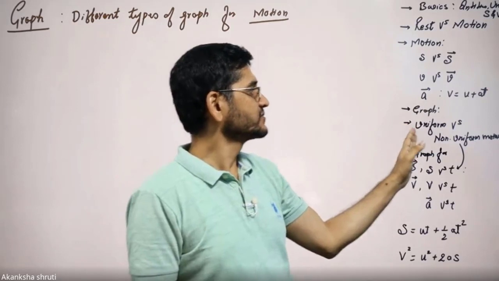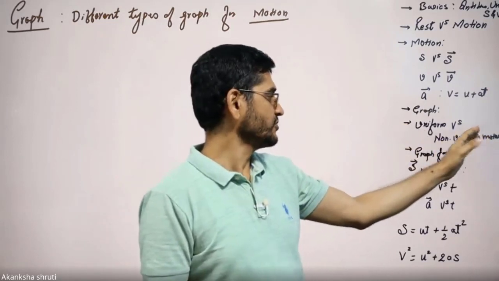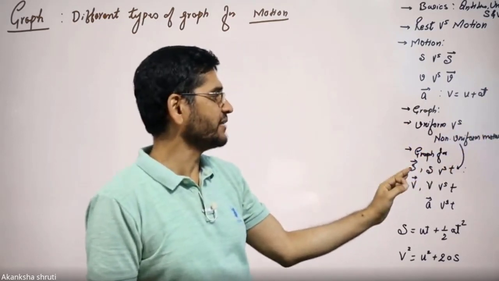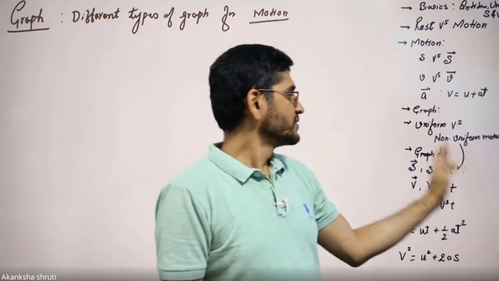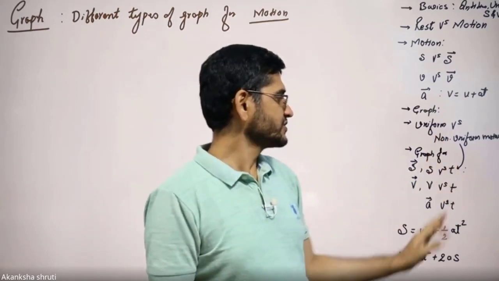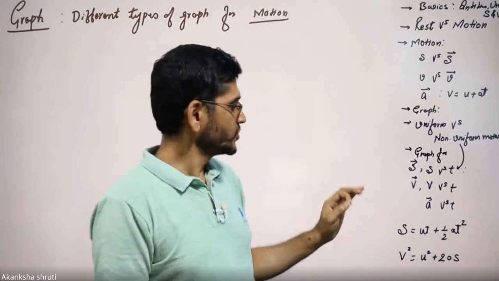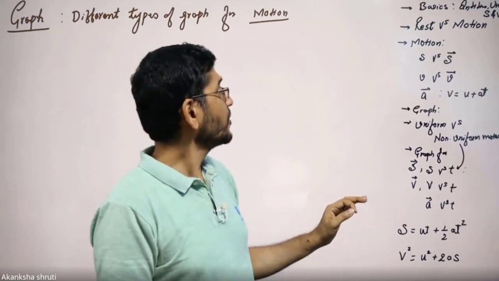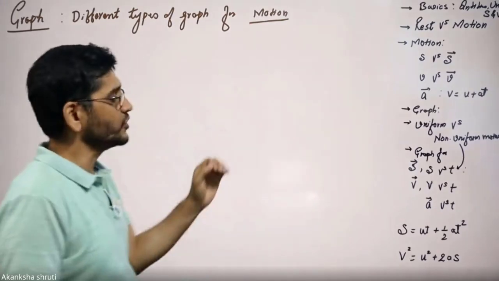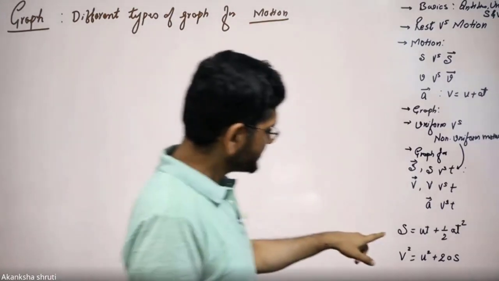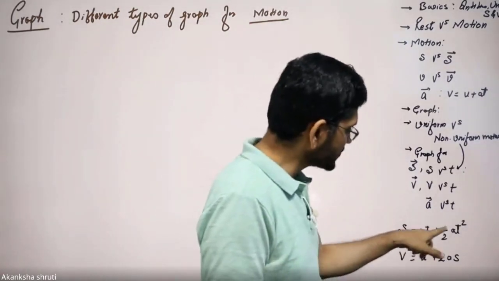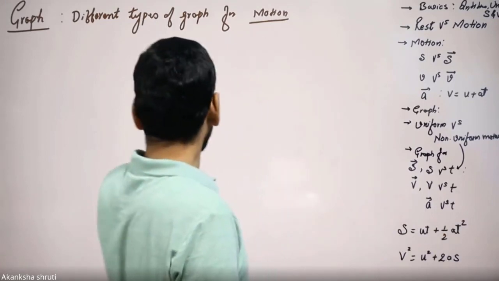Then, considering this uniform and non-uniform motion, we had plotted the graph for displacement time and velocity time. Also, we have plotted the graph for the rest. Today we are going to plot the other graph for the motion, and we will derive this formula S equals ut plus half at square.